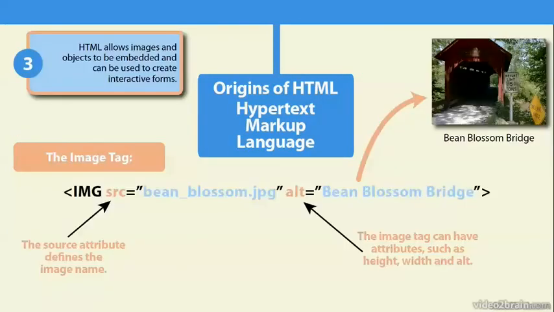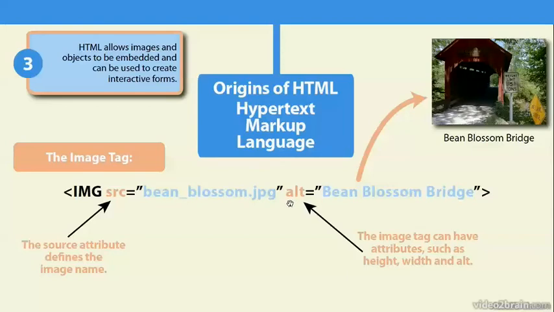HTML allows images and objects to be embedded and can be used to create interactive forms as well. So here's an example of the image tag. It's simply the letters IMG inside the angle brackets. But you have to tell it a few things, and one of the main ones is an attribute called source. So SRC is the source attribute, and that's telling the browser which photo you want to use, and in some cases you have to tell it where that photo is located. So here, source equals, and notice it's in quotations, beanblossom.jpg. That's the actual name of my photo, which happens to be this beautiful photo right here.